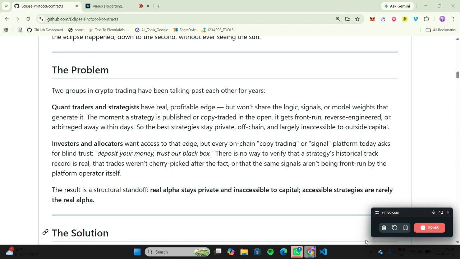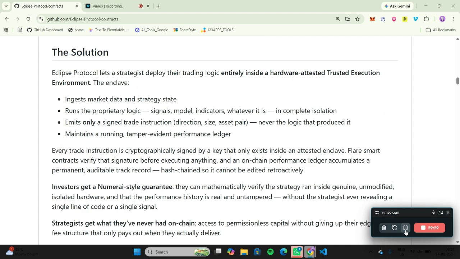Eclipse Protocol solves. The best trading strategies in crypto often stay away from on-chain capital because exposing the strategy means exposing the edge. It can be copied or front-run. At the same time, investors who want to access these strategies have to trust a black box with their capital. Eclipse solves this issue by separating the strategy from the capital.